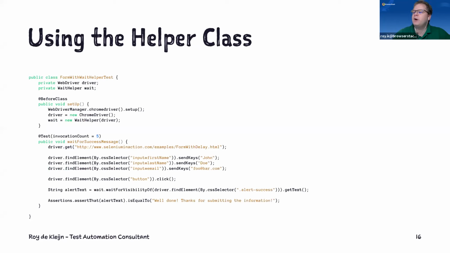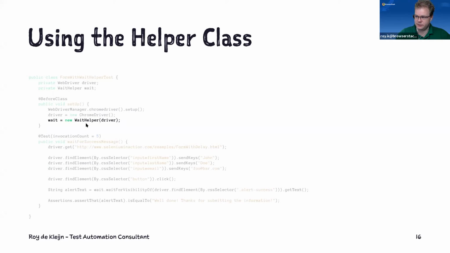So this is an example of how you can use this helper class. The exact same script, only a few modifications. In this line, we make a new instance of wait helper, and we provide our current driver session. And in this line, it's highlighted here, we call wait, because that's the name of the field. And we call this wait method, wait for visibility of. It actually waits till this element is visible, and then it retrieves the text. And that is stored in this alert text. So that actually works, that's fine.